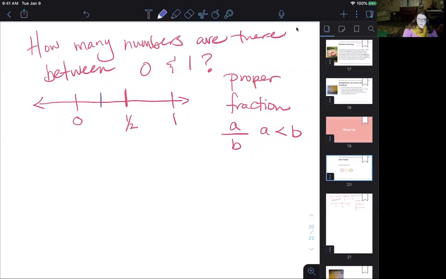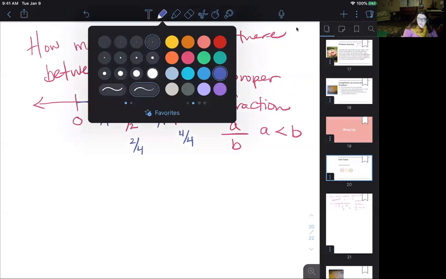And then from here, we can keep cutting this up. So if I cut it into 4 equal pieces, here I have 1/4. This would be 2/4 and 3/4. And then of course you could have 4/4. So we have 1, 2, 3, 4 pieces. And if I count from 0, I'm going to have 1, 2, 3, 4 dashes past 0 to get to 1.